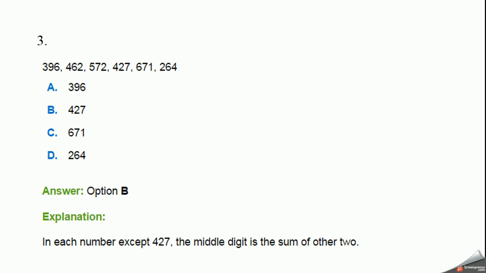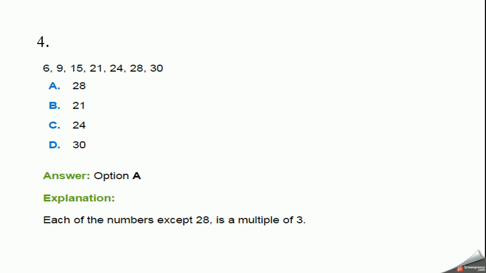Next number, 671: when we add the first and last digit, 6 plus 1, we get 7. When we add 2 plus 4, we get 6. So the odd number is 427.